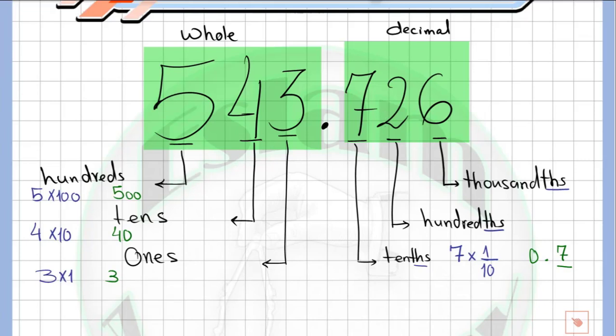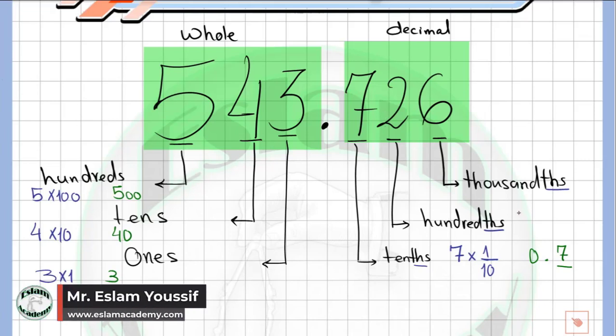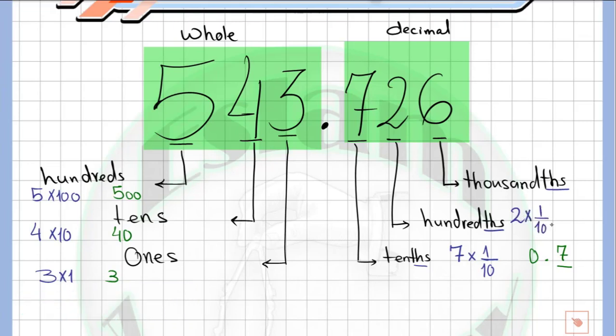Now we have 2 at the hundredths place. As we said before, just write 2. So 2 at the hundredths place will be 2 times 1 over 100. Because we have hundredths, it means 100 will be written at the denominator. To write the value in standard form, we write 2. Because we have 100, it means we put the decimal point after 2 digits: 1, 2. For any missing value, we replace it with 0. So it will equal 0.02.